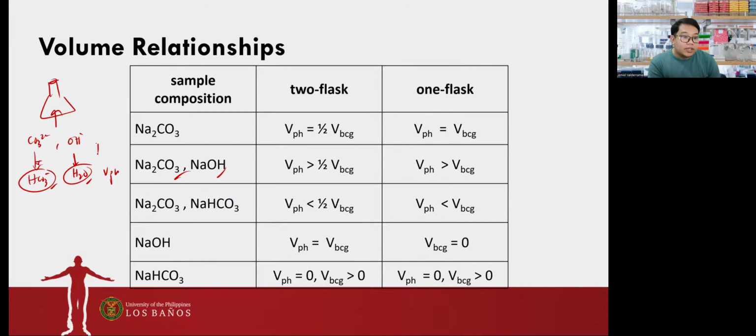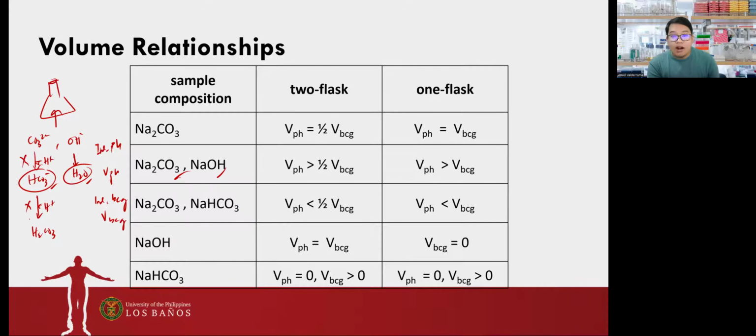You will add indicator 2, the BCG. Next is, as you add your second indicator na BCG, all bicarbonate will be converted to carbonic acid. So that serves as your VBCG. So, kung X mL yung nagamit mo dito, dapat X mL din dito, di ba? Kasi we have established that equal amounts of H plus ang nagagamit natin sa conversion ng carbonate to bicarb and bicarbonate to carbonic acid.